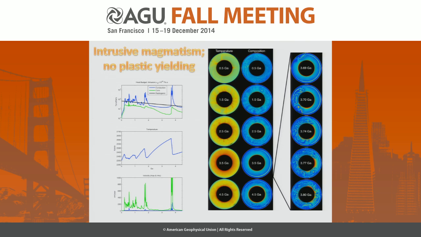Now, this is a model without any plastic yielding, but what happens is you get episodic overturn events, such as the one illustrated here, purely by runaway magmatism.